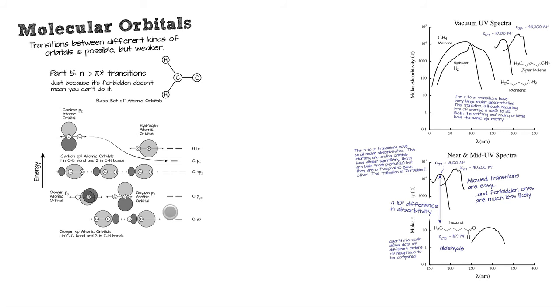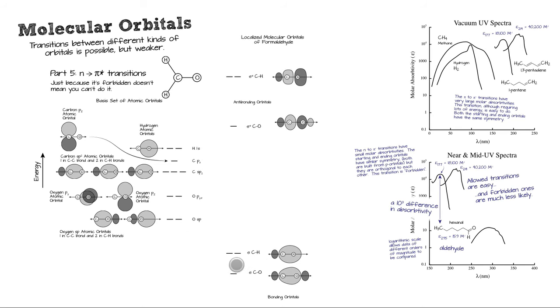And I'm going to take this basis set of orbitals and combine them. You can imagine that the first thing we're going to do is make the carbon-oxygen sigma bond. So there's the carbon-oxygen sigma bond, and there's its anti-bonding orbital, and the carbon-hydrogen sigma bonds. They're here and here. Once we fill those with electrons, they're going to be way down there. We're never going to really observe those in the UV spectra.